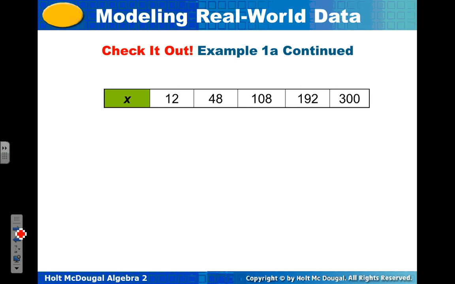48 minus 12, that would be 36. 108 minus 48, that would be 60. 192 minus 108, that would be 84. 300 minus 192 would be 108.